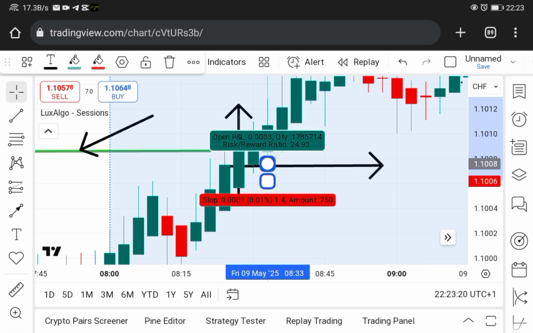So this is what I said. Let me show it to you guys that it's possible for you to trade even with a smaller time frame and still make it.